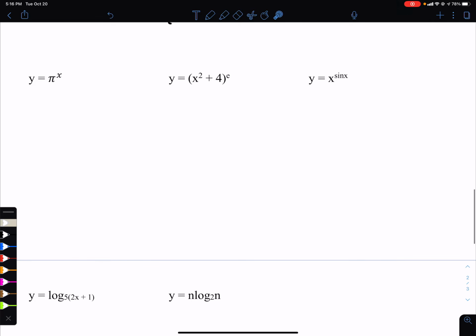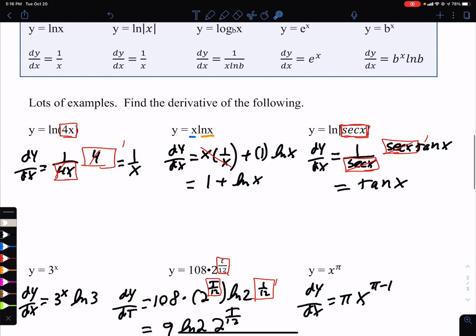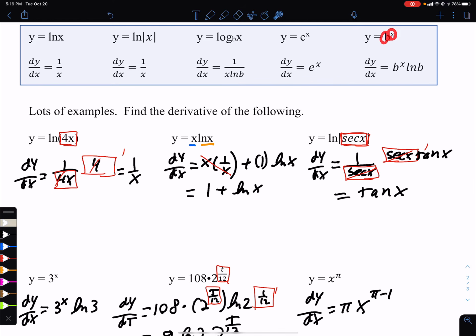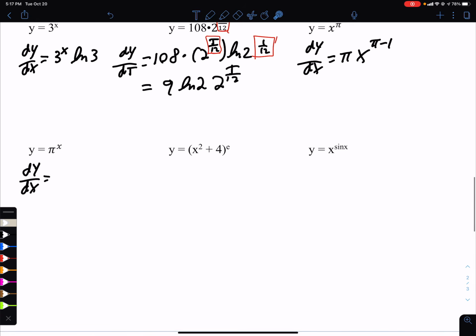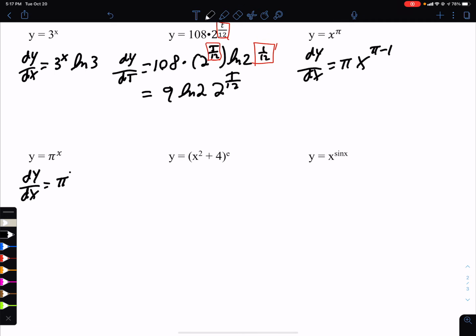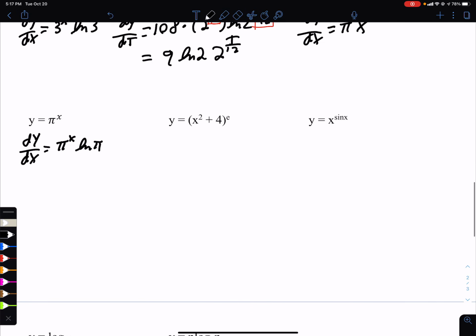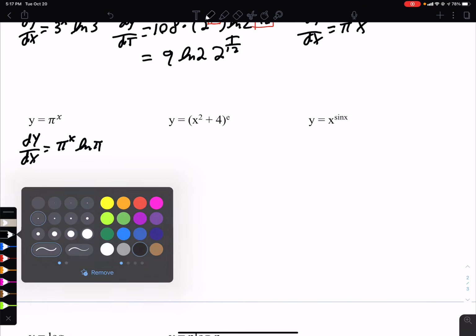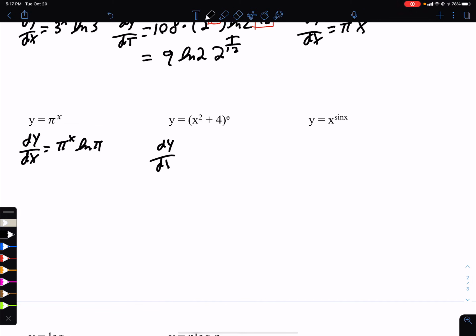All right, try this one and come back and see what the answer is. All right, hopefully you did it right. This is a number raised to x. That's going to be this, a number raised to the x, I am my own grandpa, times the ln of the base. Done. That's it. All right, let's just keep going. You can try this one, pause, and then come back.